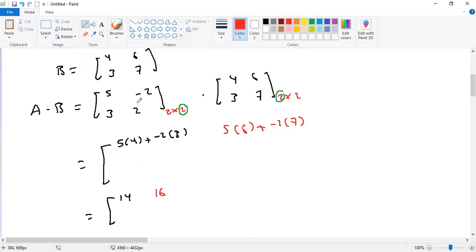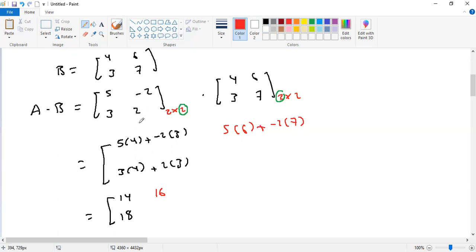Now, we multiply the second row of A by each column of B, the same way. Now, the first row, 3 by 4. So multiply here, 3 times 4 plus 2 times 3. See, 3 by 4, which is 12, right? Plus 2 by 3, which is 6. That means here I have 18. Okay, so it is 18.